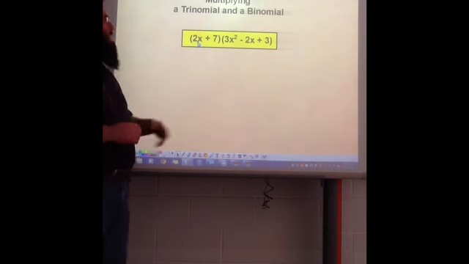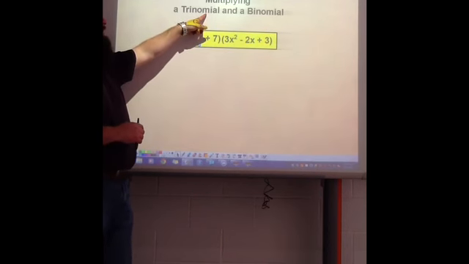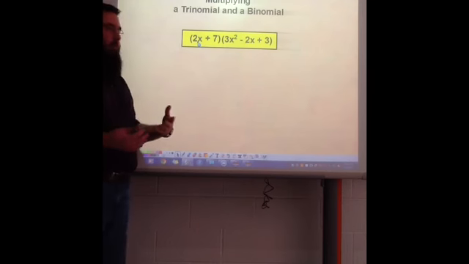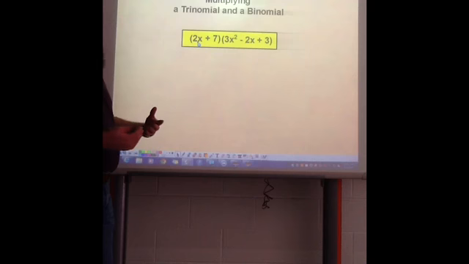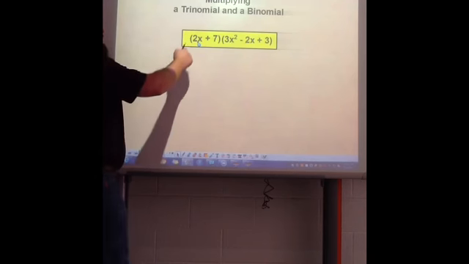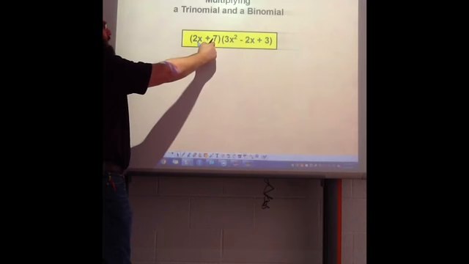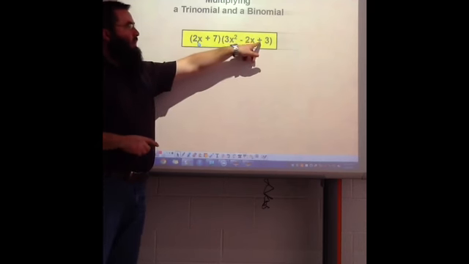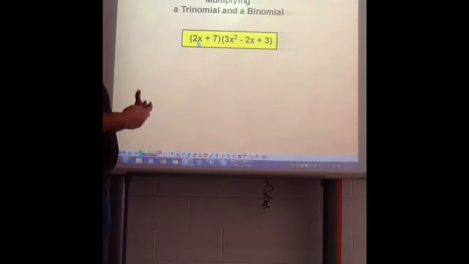The last part of lesson 3 is multiplying a trinomial and a binomial together. FOIL doesn't necessarily work because, well, we don't have enough letters to cover everything, so we're just going to use distributive property. We're going to take, in the case of 2x plus 7 times 3x squared minus 2x plus 3, we're going to use that distributive property.